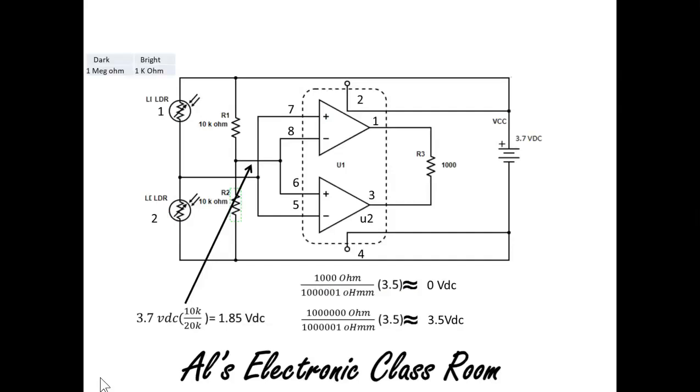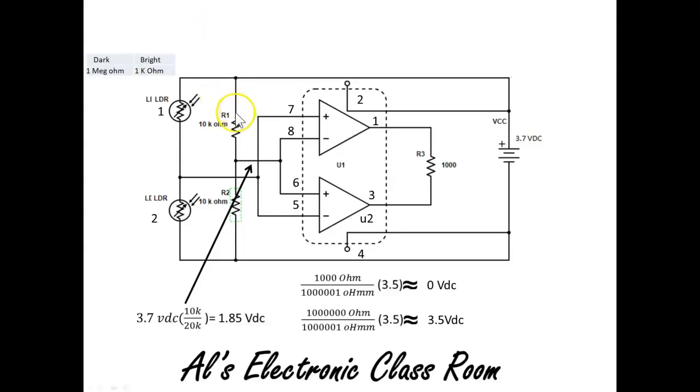Okay, so now let's try to put all this together. Let's look at this circuit. This is the one I originally put in at the very first slide when we reverse engineered it. Up here, this LDR, when I'm in the dark, which is the absence of light, has a resistance of 1 megohm. If I shine a bright light on it, I have a resistance of 1K.